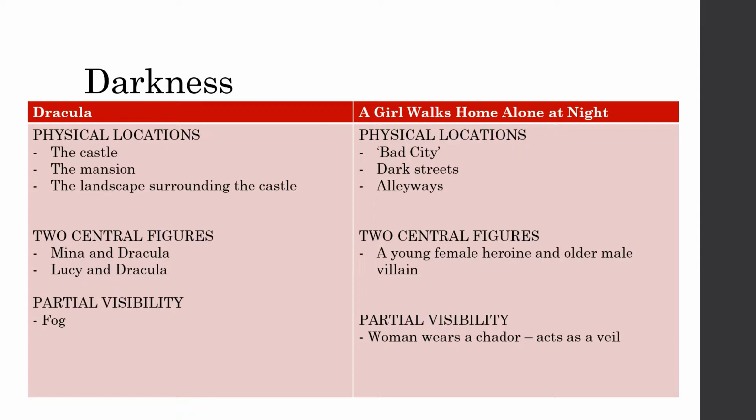On the other hand, A Girl Walks Home Alone at Night does have a young female heroine and older male villain, or villains in this case. The girl fulfills the heroine role, killing a number of older men. Finally, Botting discusses the use of partial visibility as an attribute of darkness. Just one example of partial visibility in Dracula is fog.